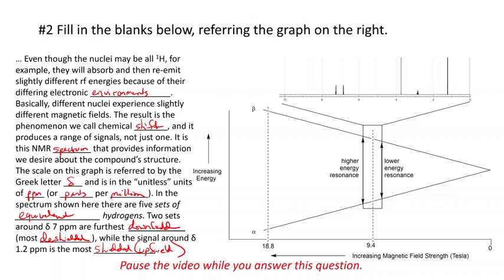Okay. So over here on our graph toward the right, this is shielded. Toward the left is deshielded. We say that shielded is upfield and deshielded is downfield.